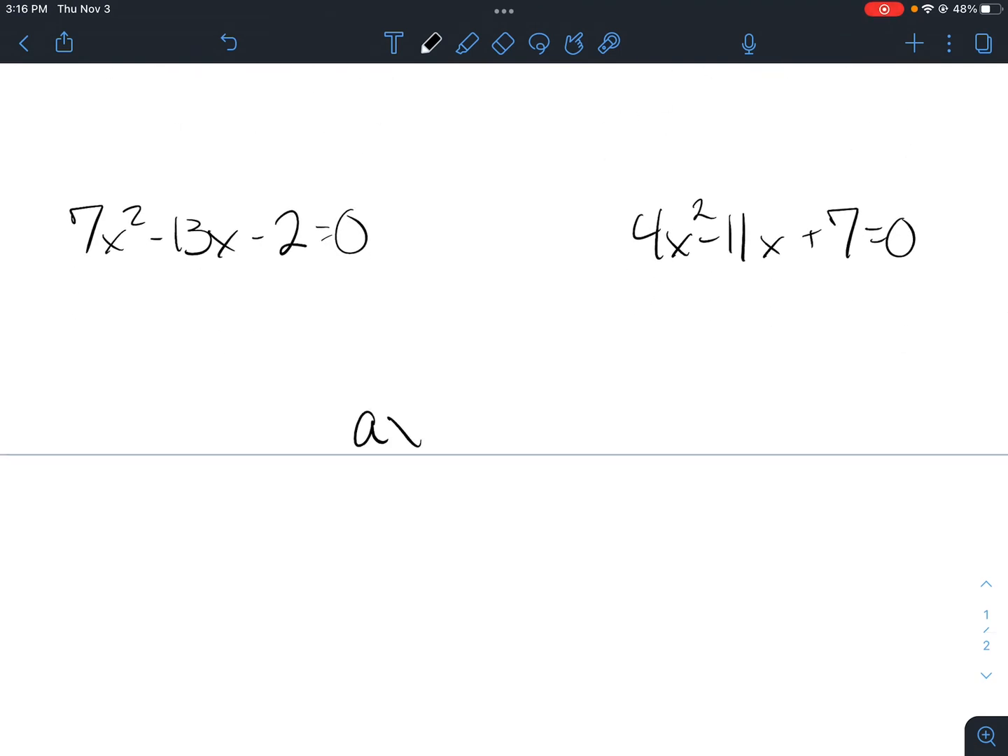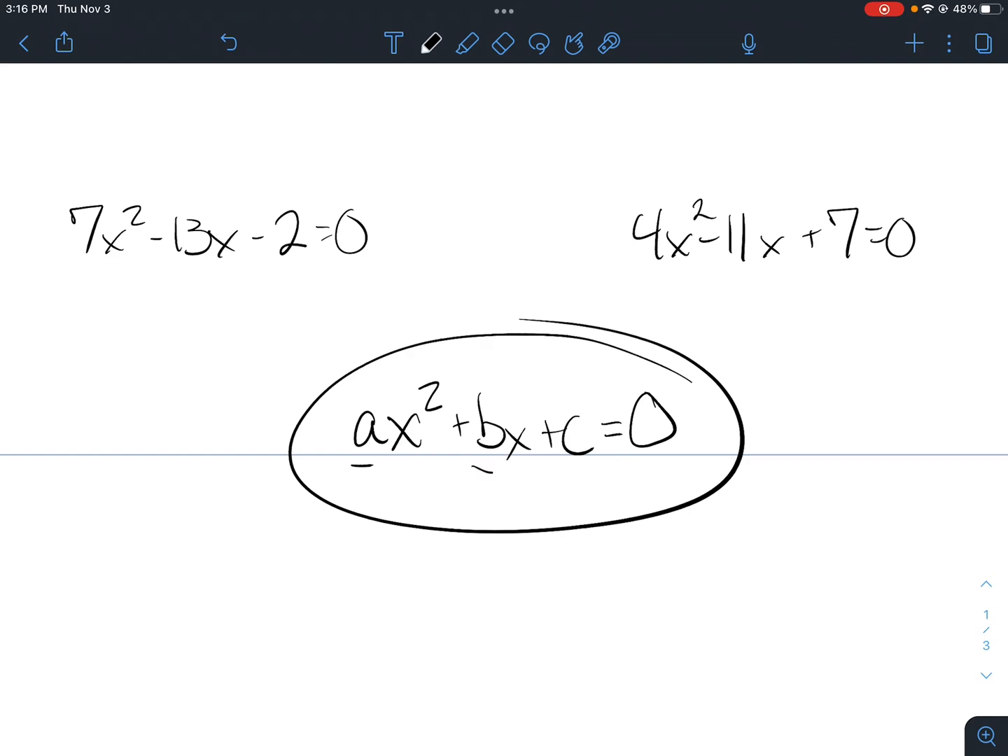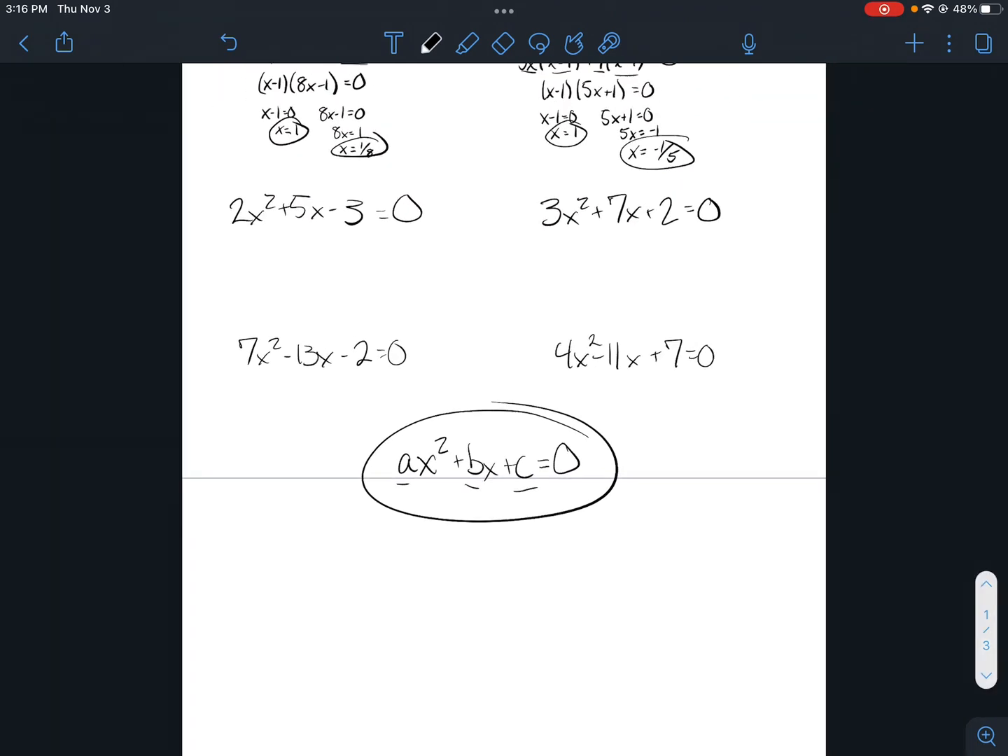And then remember our standard form: ax squared plus bx plus c, and that's equal to 0. So that's how you tell what a, b, and c are.